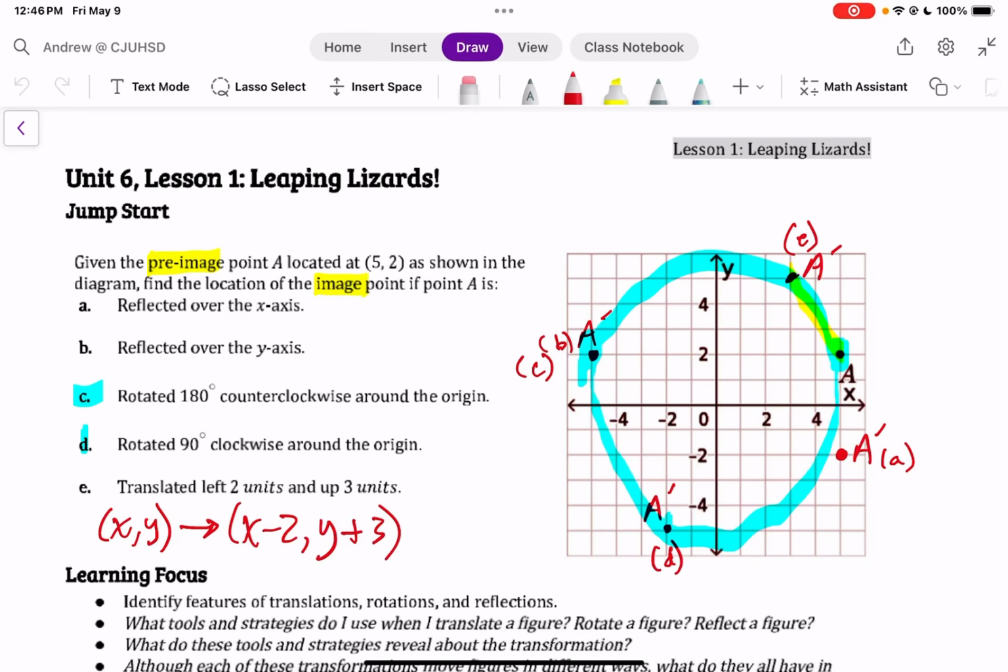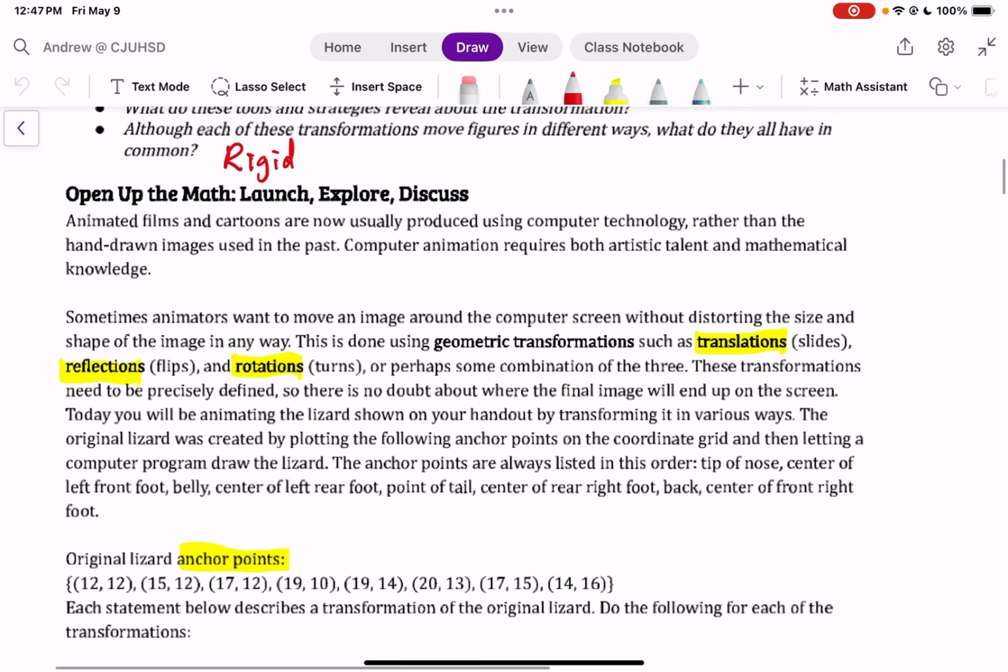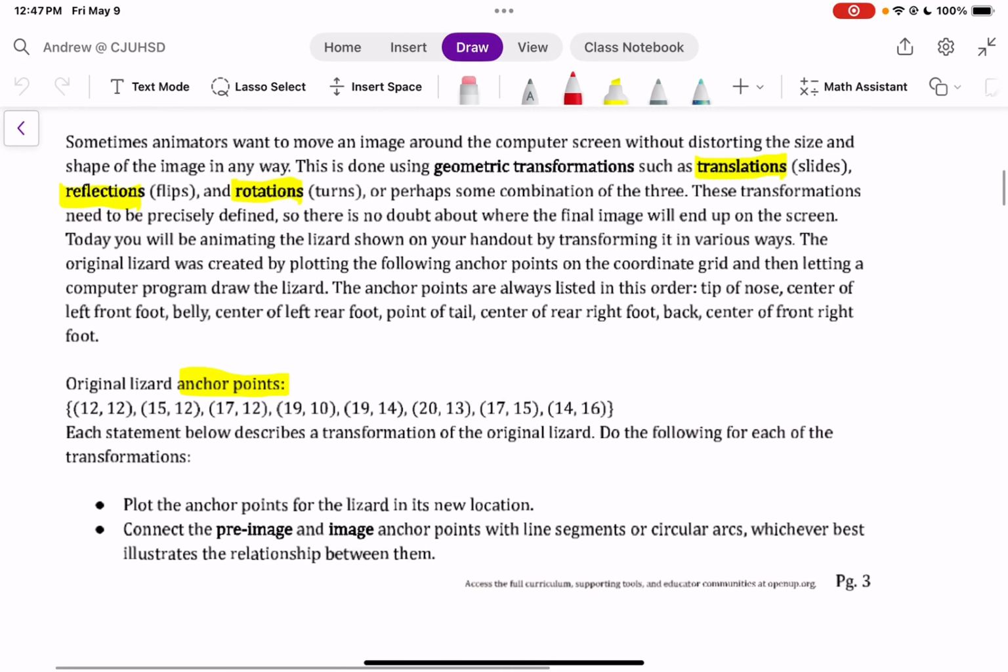Unit 6, Lesson 1, Leaping Lizards. We're going to combine Lessons 1 and 2 in this video, just to show you what's going on. I'm going to jump right to the lizard part of this lesson. There's quite a bit of words here about the kinds of transformations we're going to put the lizard through: translations or slides, reflections or flips, and rotations or turns.